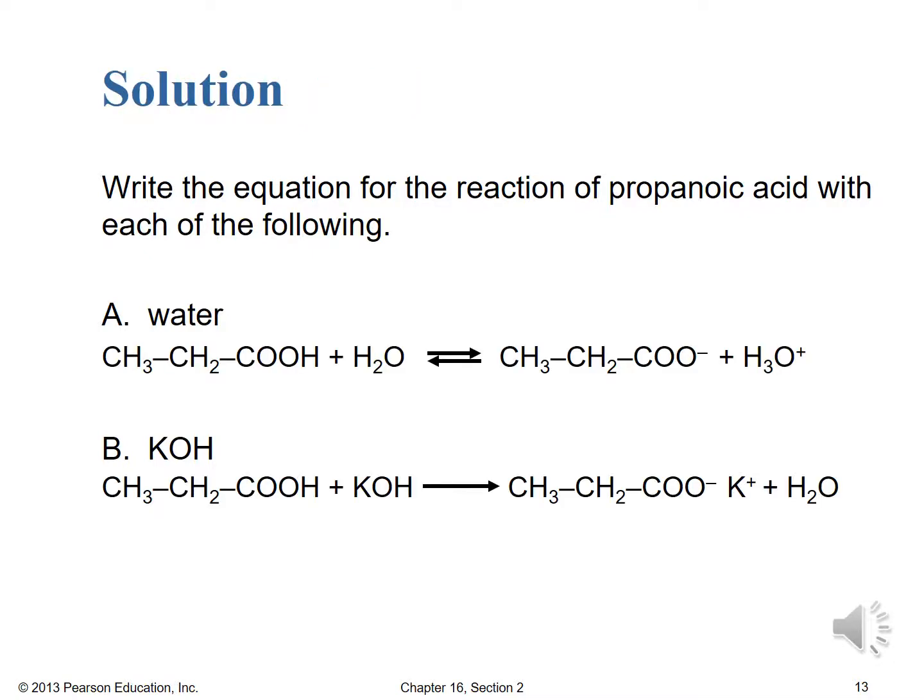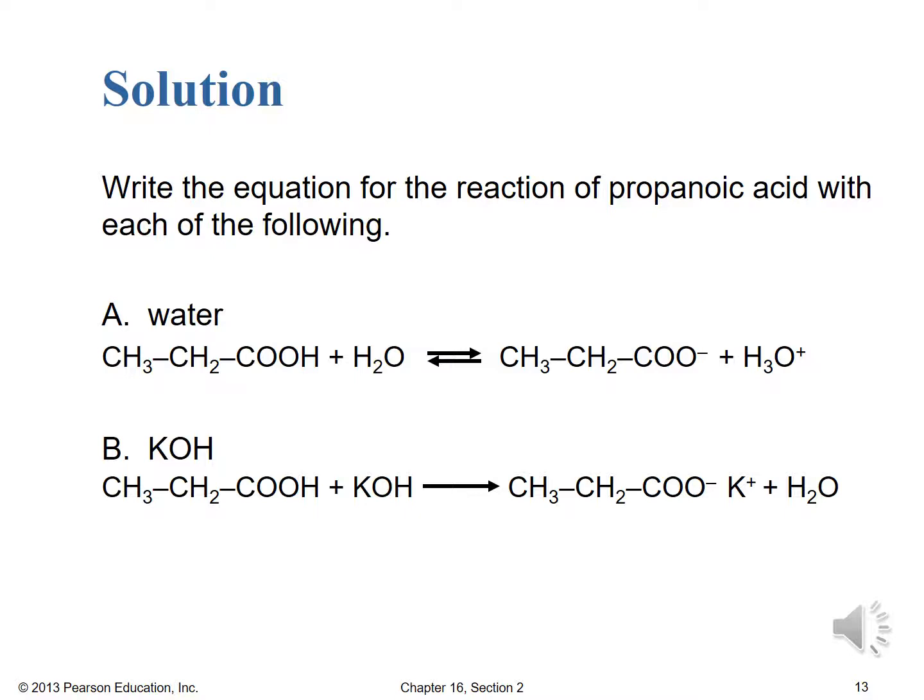Okay, so here's our solution. Propanoic acid, that's the IUPAC name for a 3-carbon straight chain carboxylic acid. And there we have it. In the first case, we were told to have it react with water, so good old H2O is our co-reactant. It's an equilibrium process because it's a weak acid, so we show the double arrows, and then we get the propanoate ion and the hydronium ion.